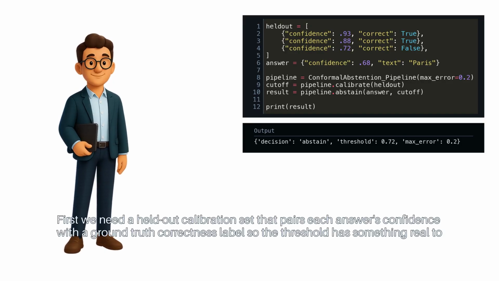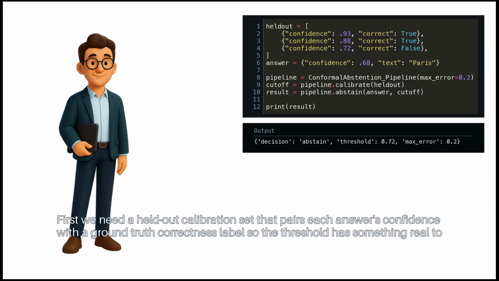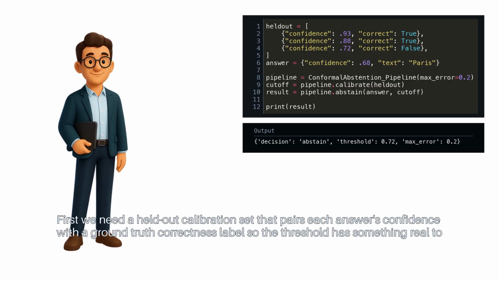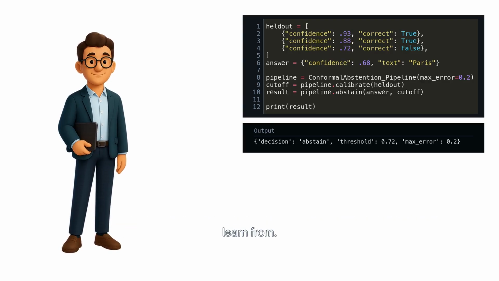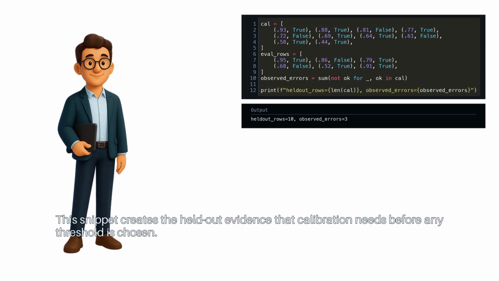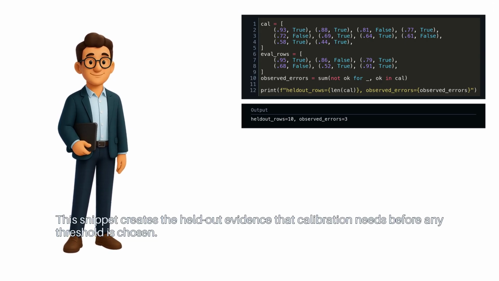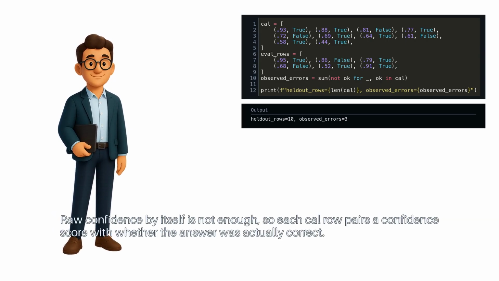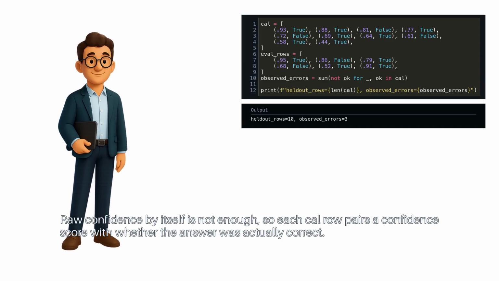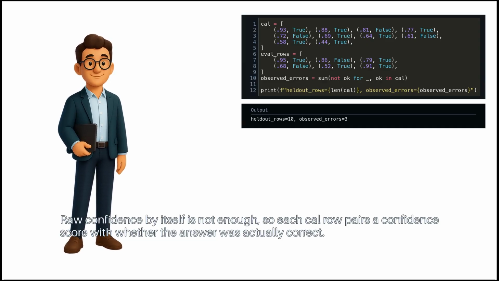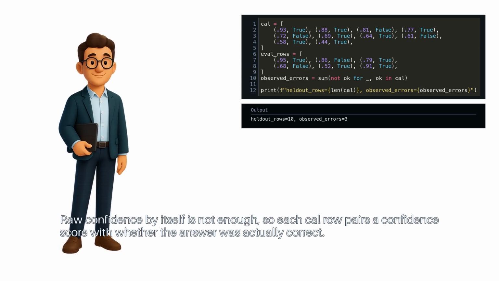First, we need a held-out calibration set that pairs each answer's confidence with a ground truth correctness label, so the threshold has something real to learn from. This snippet creates the held-out evidence that calibration needs before any threshold is chosen. Raw confidence by itself is not enough, so each cal row pairs a confidence score with whether the answer was actually correct.